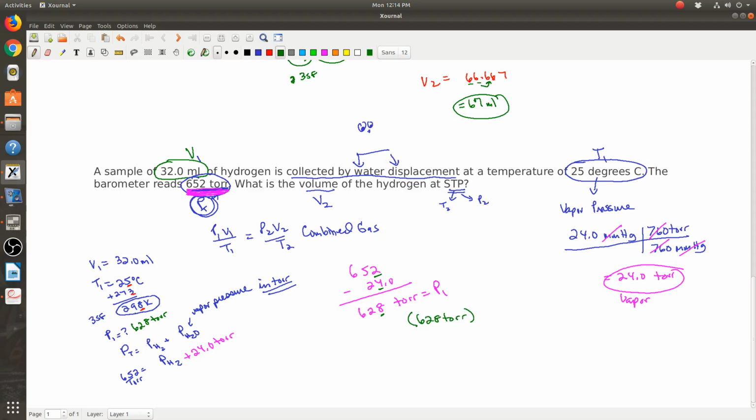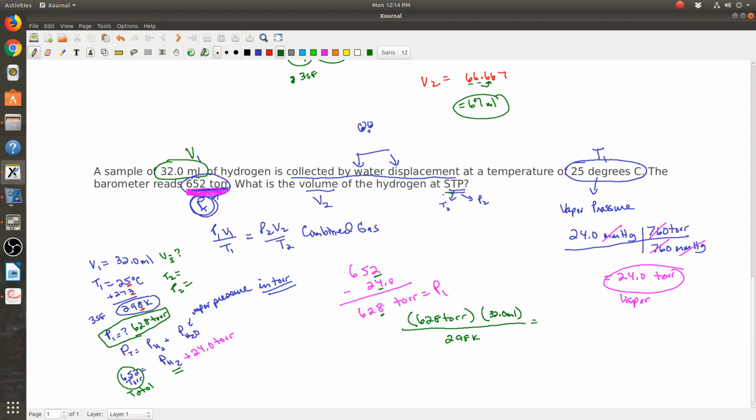I had a lot of people put 652 torr in that P1 spot. But 652 torr was the total pressure, not the pressure of just the hydrogen. You had to do this adjusted pressure. That's what went there. So 628 torr is P1. V1 is 32.0 milliliters. T1 was 298 kelvins. Okay, what is V2? V2 is my question.